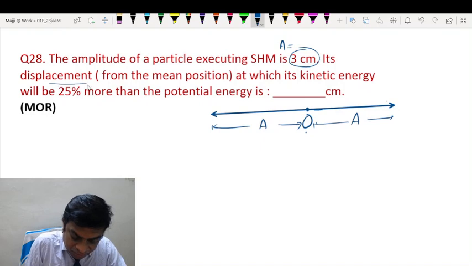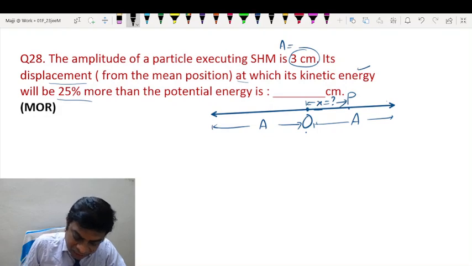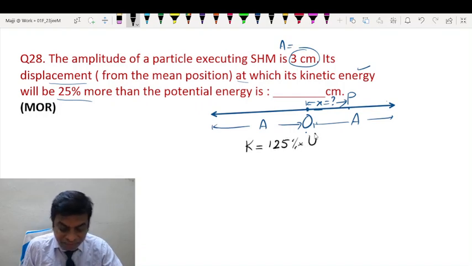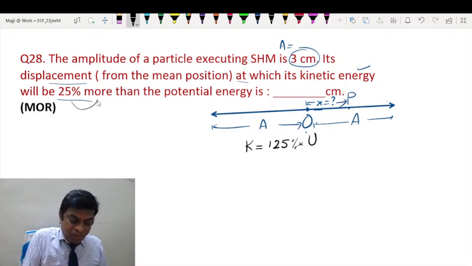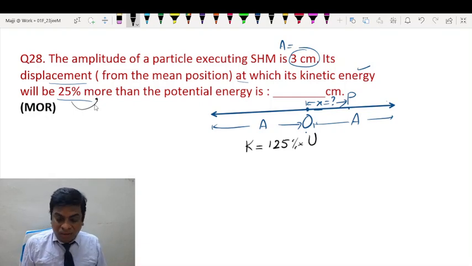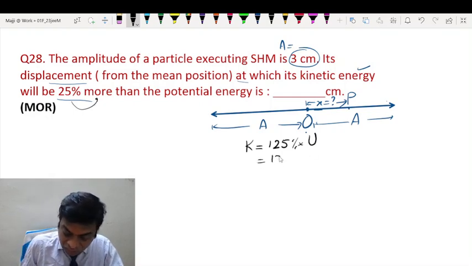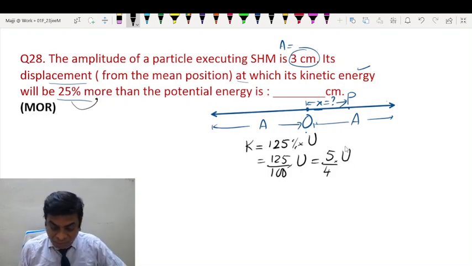Now we have to find its displacement. Let us say at that distance the particle is here. So we have to find x here, when its kinetic energy is 25% more than the potential energy. So we have been given that kinetic energy is 25% more, means 100 plus 25, 125% of the potential energy. Remember students, the original value is always 100%. Now if it is 25% more, you have to add 25 to 100. So you have 125%. So 125% is basically 125 by 100, which is actually 5 by 4 times U. Okay, we have to find x.